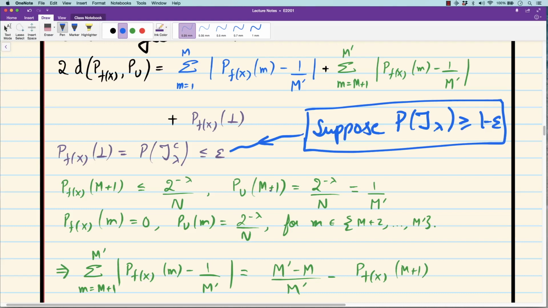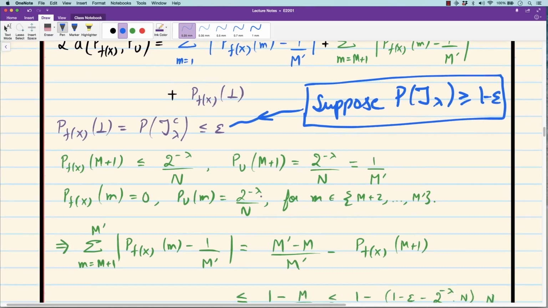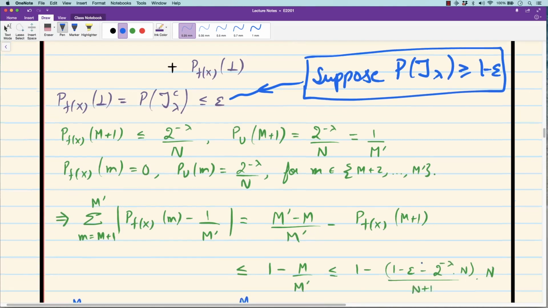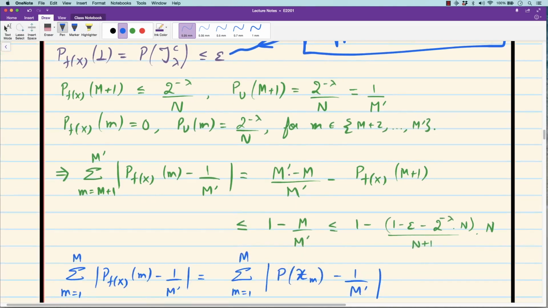Now let's look at the uniform distribution. The probability of m plus 1, or any other element, under the uniform distribution is 1 by m prime, which is 2 to the power minus lambda by n. So this probability is always smaller than this probability. Okay, so what is the bound? This is equal to 1 by m prime minus this, if you take the mod. And so you get m prime minus m by m prime minus this probability. And m prime by m, this is 1 minus m prime minus some probability. So we ignore this part. So this is less than or equal to this.